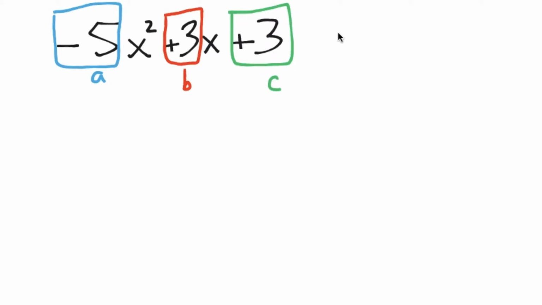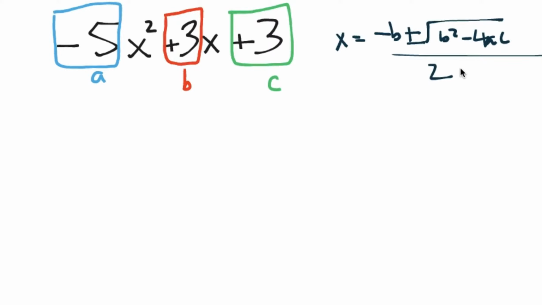So you've got x equals negative b plus or minus the square root of b squared minus 4ac all over 2a.